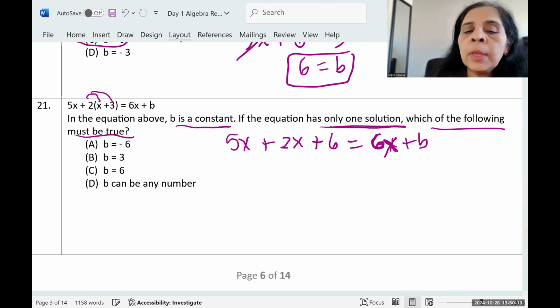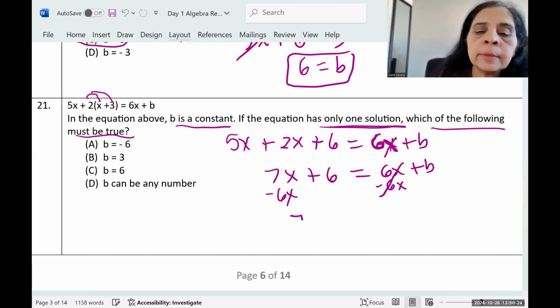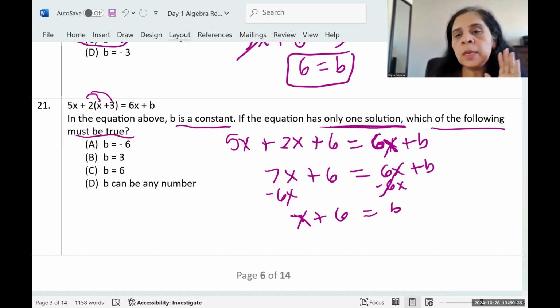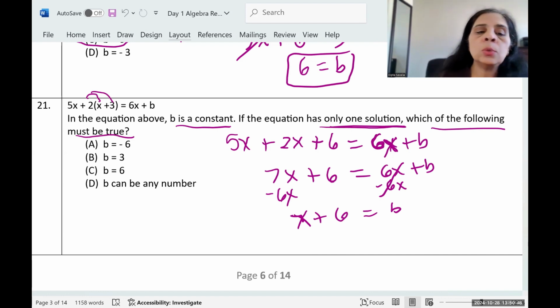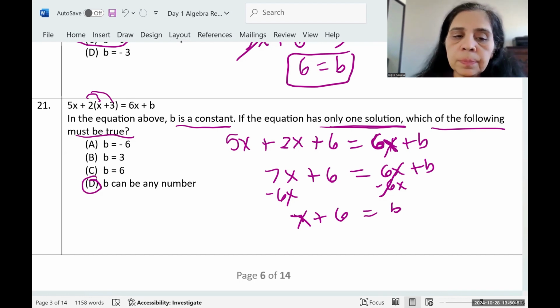All right, now we can simplify more. We have 7x plus 6 equals 6x plus b. We have different coefficients of the variable on both sides, so we can subtract 6x, x plus 6. B could be any number, right? You can plug in B equals 0, any number. So anytime you have a question like this, and the question says, what is the possible B value or A value, if it has one solution, it could be anything. B could be any number.